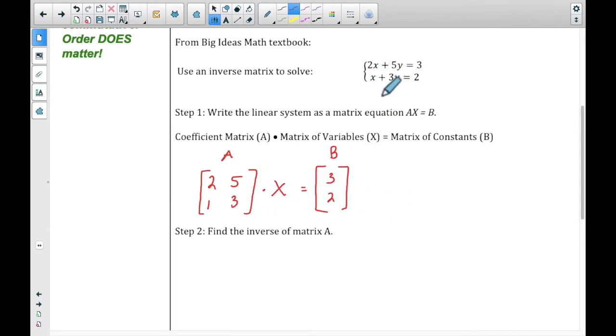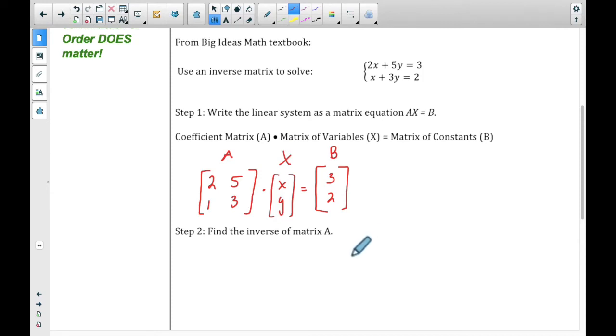Okay, I'm going to rewrite this system to look like this. Here's where I'm getting these numbers from. 2 and 5, 1 and 3. That's where the 2, 5, 1, 3 came from. It's from the coefficients in this system. We need to make that an x, y. So the second one is our matrix of the variables, which are x and y, and then finally the matrix of the constants, which is over here, the 3 and the 2. So I just took the pieces of this system and put it into a matrix form.